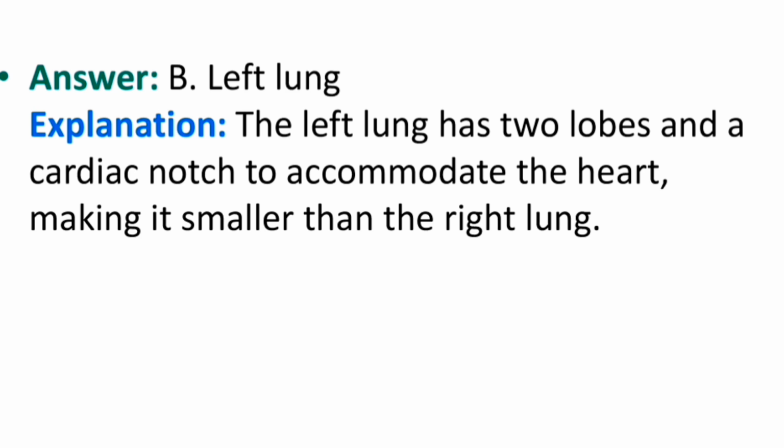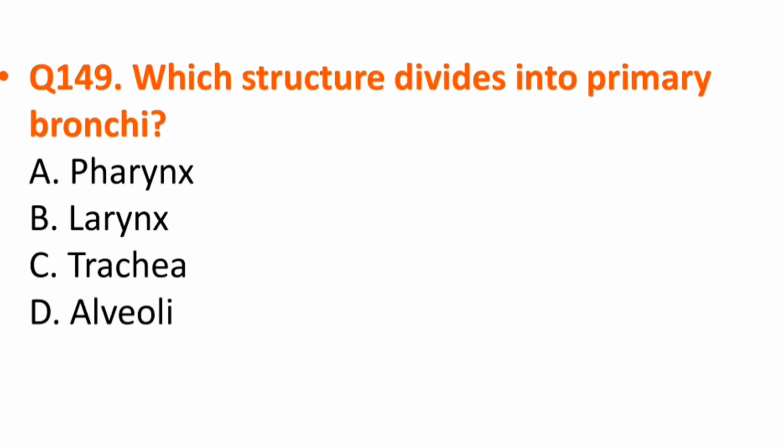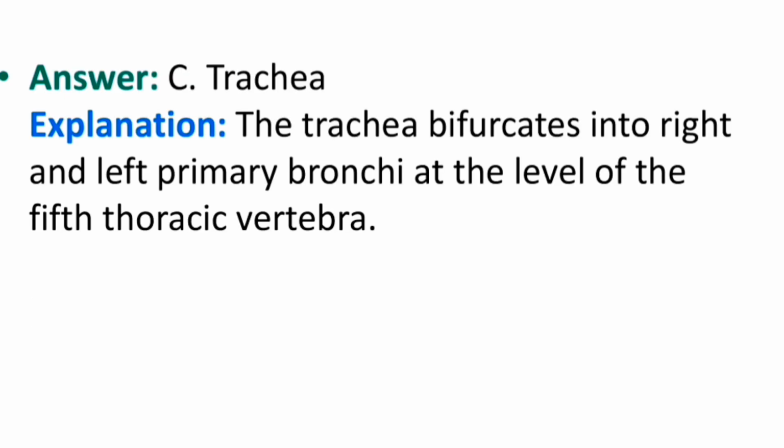The next question. Which structure divides into primary bronchi? Option A, pharynx. Option B, larynx. Option C, trachea. Option D, alveoli. The correct answer is option C, trachea. The trachea bifurcates into right and left primary bronchi at the level of the fifth thoracic vertebra.